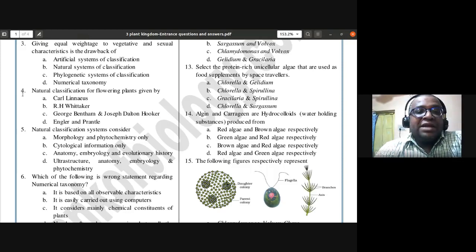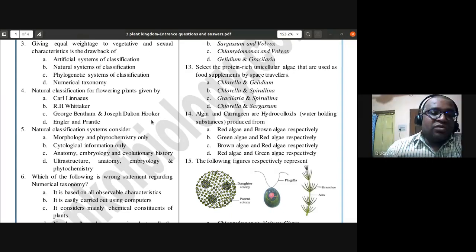Then the D option is Engler and Prantl. So the natural classification for flowering plants was given by whom? Bentham and Hooker gave this natural classification for flowering plants. The natural classification for flowering plants was given by Bentham and Hooker's system of classification. So C is the answer for the fourth one.